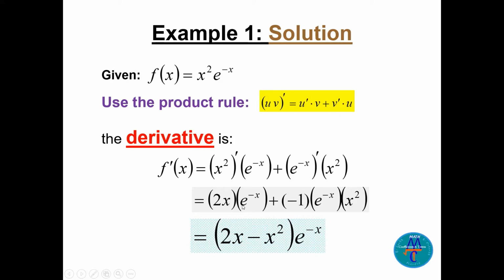And then after you finish, there is e to the power minus x as a common factor. So it will be 2x minus x squared, all in the bracket, times e to the power minus x. This is the derivative of this function.